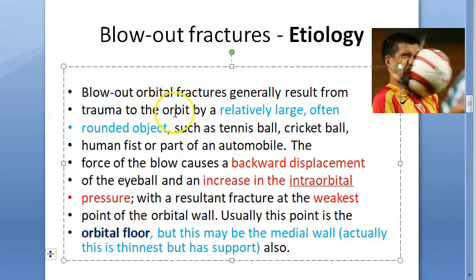So here what happens: an object which is round and larger than the orbit, a relatively large object which is hitting the eye, will displace the eyeball backward. It will increase the intraorbital pressure. Because of this pressure there is a fracture and the weakest point will give way. That could be either the orbital wall, orbital floor or medial wall.